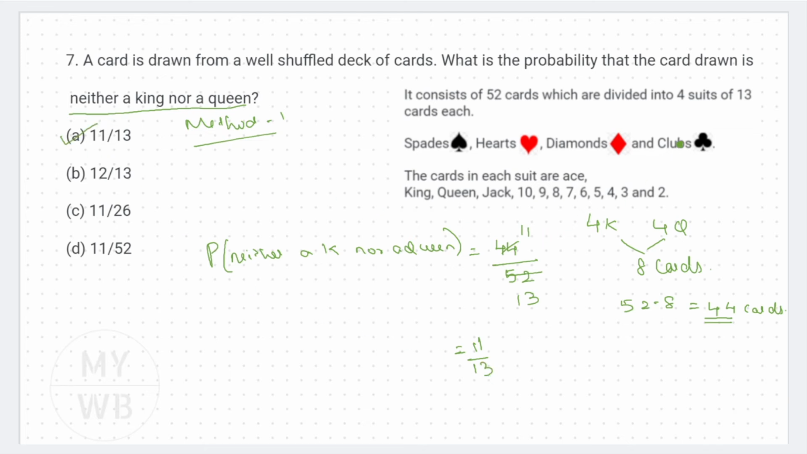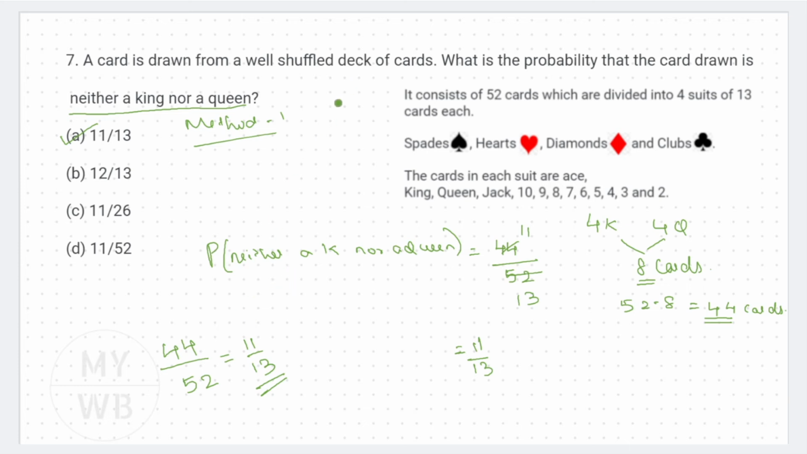So I'll repeat one more time. We need to find the probability that the card drawn is neither a king nor a queen. In a pack of cards, the total number of outcomes is 52, which is equal to the total number of cards. And if we exclude the kings and queens in a pack of card, which is 8, 4 kings, 4 queens, you exclude those 8 cards, you will be left with 44 cards. So that is the number of possible outcomes. So, sorry, number of favorable outcomes. So 44 by 52 will give you 11 by 13, which is the probability of getting neither a king nor a queen.